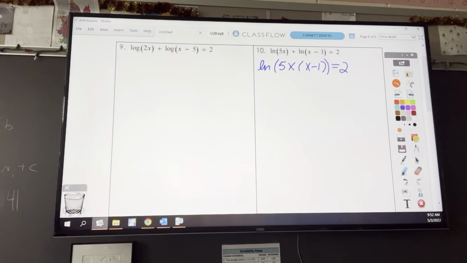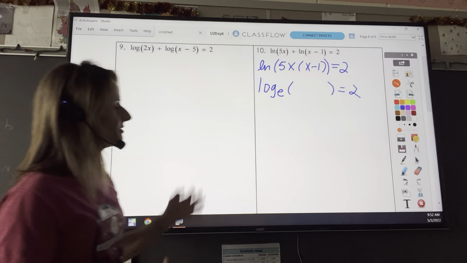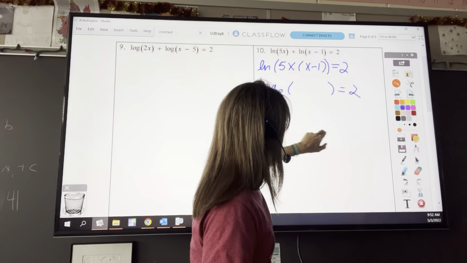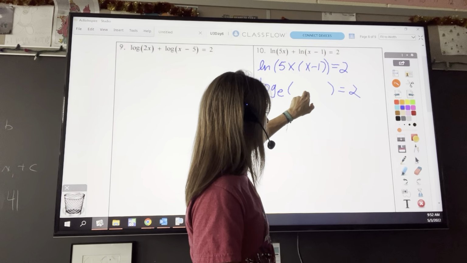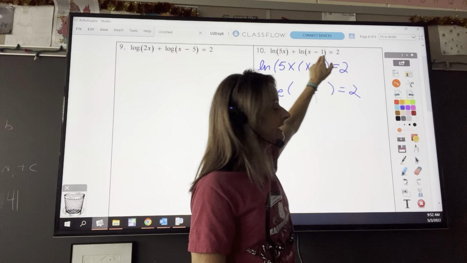Let me write that. No one's ever going to write this, but this is what it is. Okay, so I'm going to erase that in just a second. But this is what you're thinking when you get a problem like this. e squared equals 5x times x minus 1. So I'm going to rewrite this logarithm in exponential form.